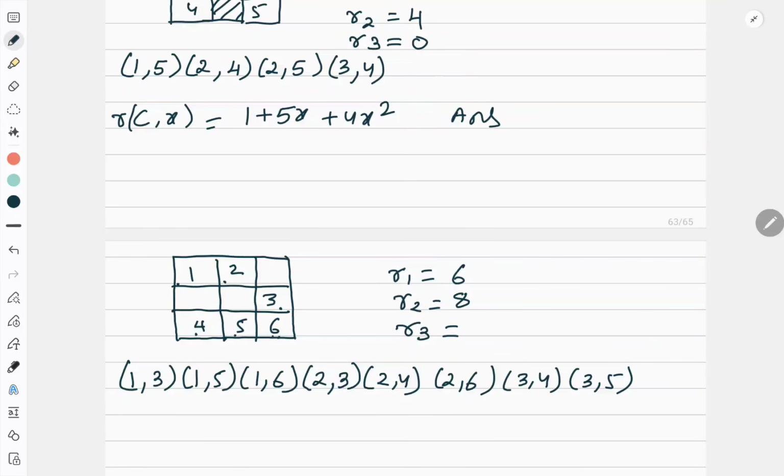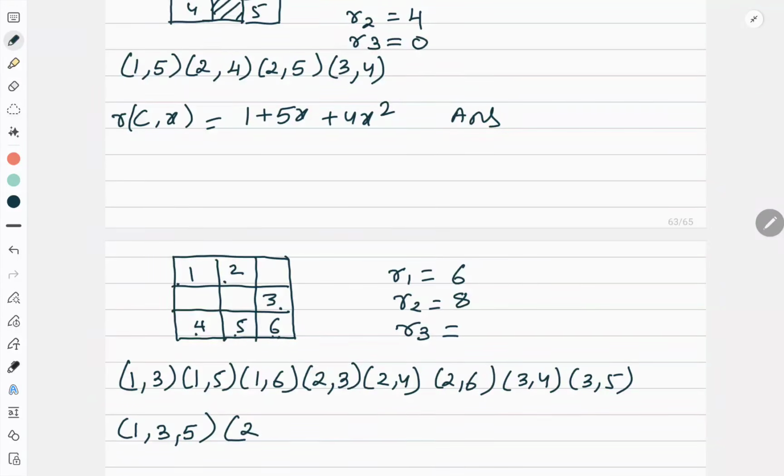So R2 is 8. Now let us find out R3. Correct. Now for R3 I need to place 3 pawns. If I place 1 pawn at 1, I cannot place at 2, but I can place at 3. Now if I have placed at 1 and 3, I cannot place at 4 because 1 and 4 will capture each other. I cannot place at 6 because 3 and 6 will capture each other. So the only option is 5. So 1, 3, 5. See, with 1 I wrote 3. Then 3 with 4 I checked, not working. 3 with 5 I checked, working. 3 with 6 is not working. This is how you should check.